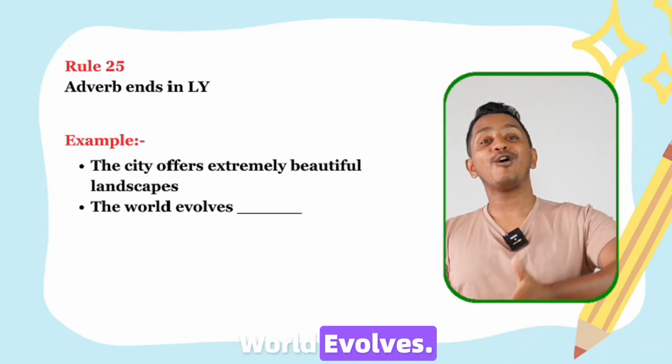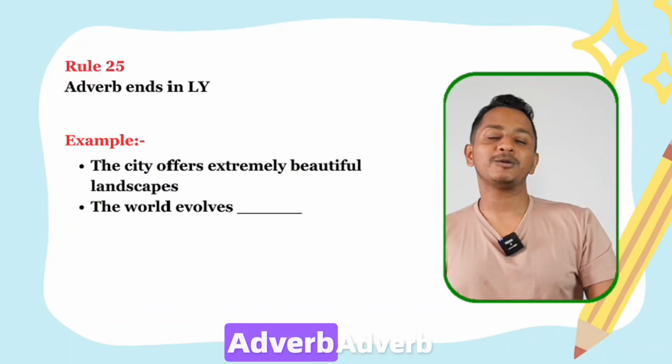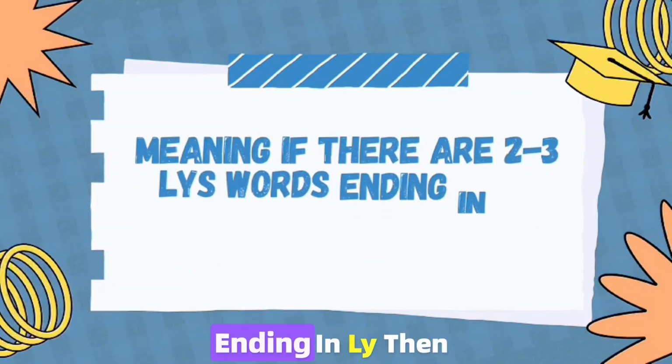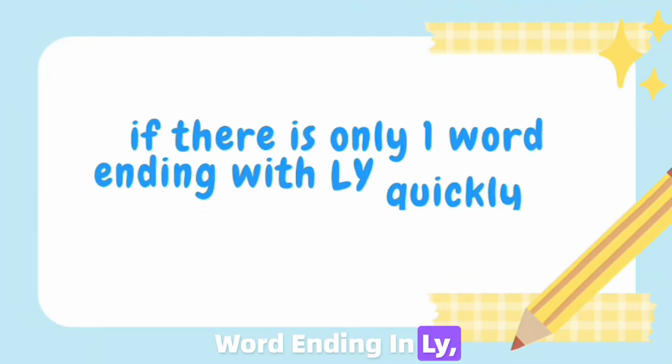The world evolves dash. The world, noun. Evolves is verb. Addition to a verb, adverb. Adverb ends in ly, quickly. Meaning if there are 2-3 words ending in ly, then you need to read and understand. If there is only one word ending in ly, quickly go with it.